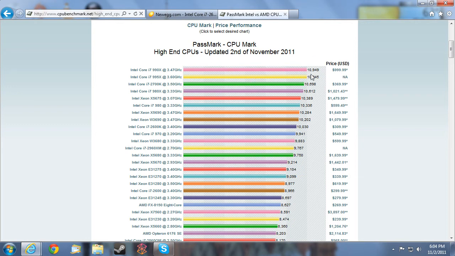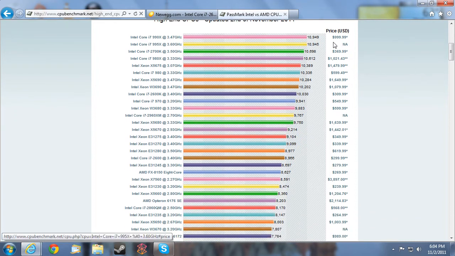It's coming with a rating of 10,949. That's with Passmark, CPU Mark. This is the benchmark suite that they're using. This also gives you the price here for some retailers. So obviously a very good processor, very, very expensive.